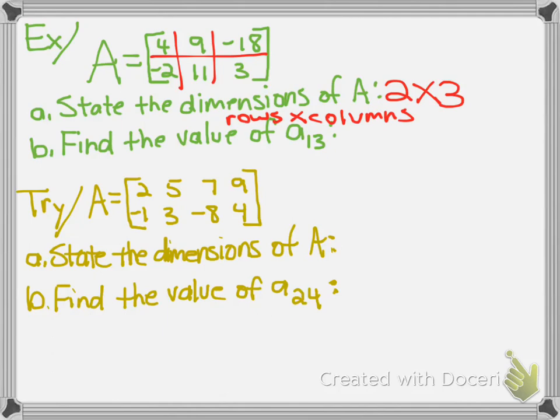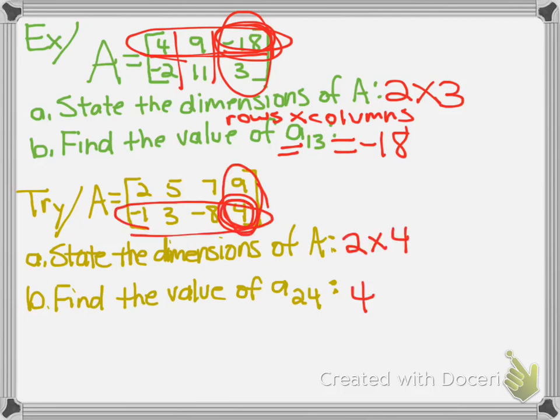Part B wants me to find the value of A13. So that's the element in matrix A that is in the first row, the third column. And the place where these two intersect is right here at -18. So the value of that is -18. Go ahead and try the following. And here is your solution.